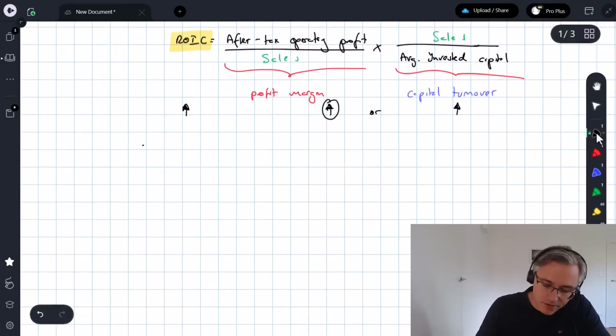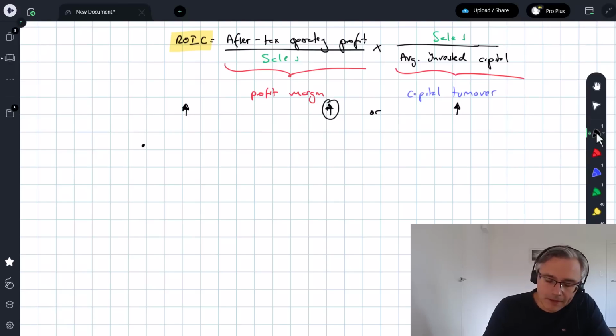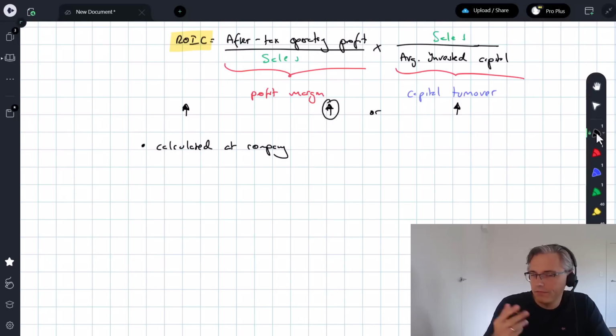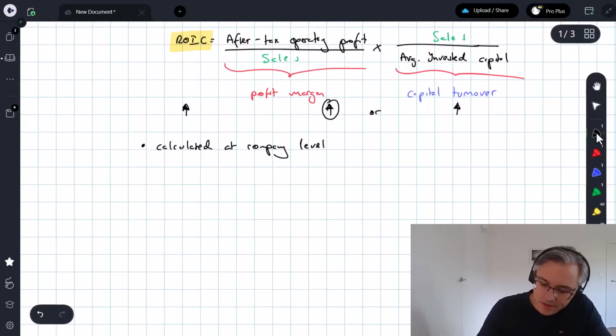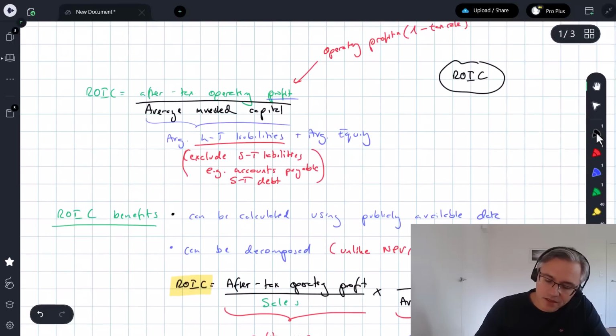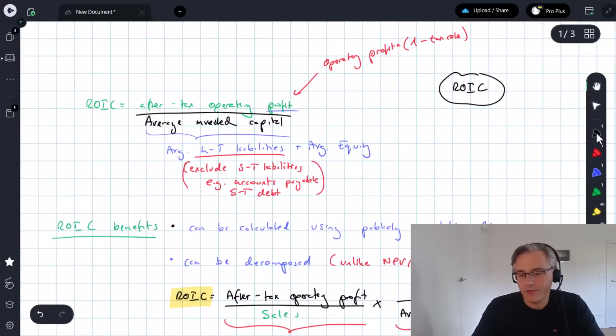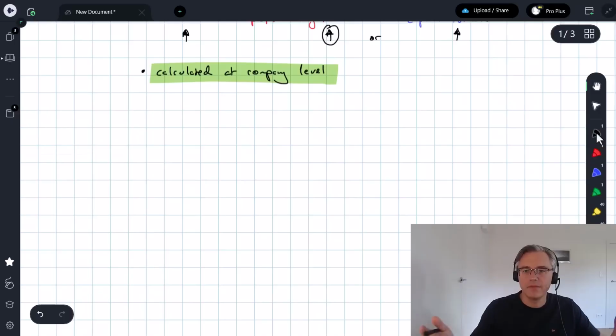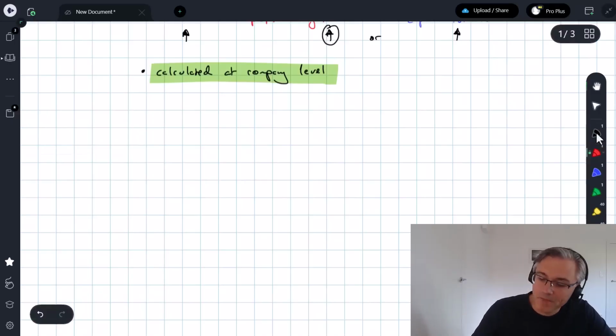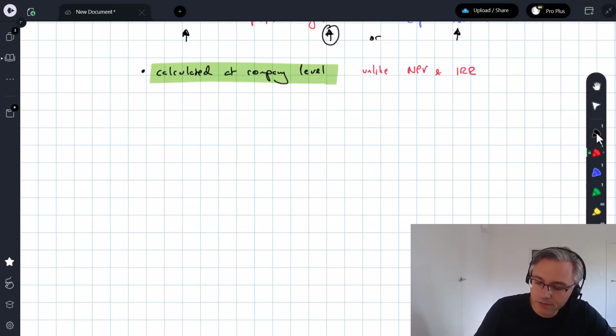Now, for some more benefits, let's continue them. This ratio is calculated at the company level. Now, you'll see that later on this will also be a potential downside, but here it's a benefit because you're taking the numbers from the overall financial statements, the profit and loss statement, the balance sheet for average investment capital. It is done at company-wide level. Unlike NPV and IRR, which are always project-specific.